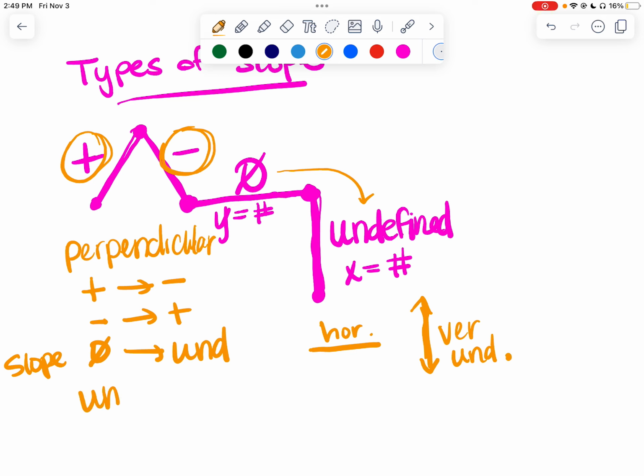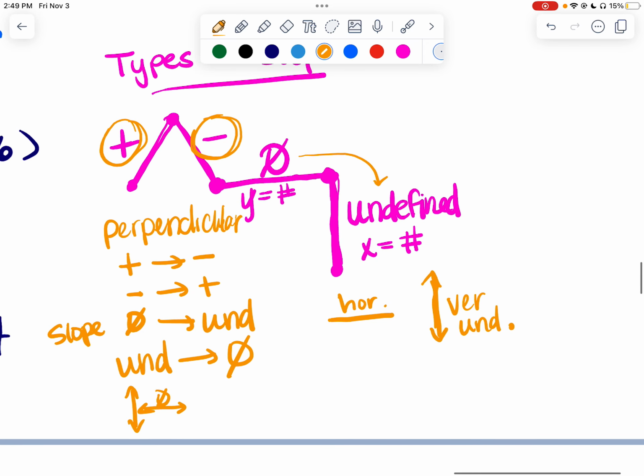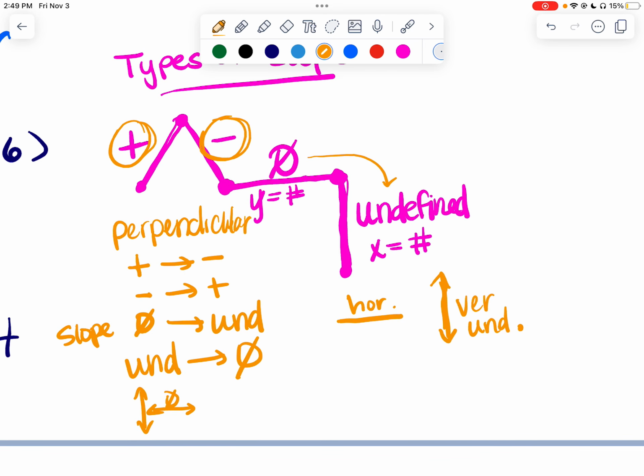So then if I'm starting with a vertical line this time that has undefined slope, the opposite is going to be a horizontal line. So if I start with undefined slope, perpendicular slope is 0 because horizontal lines have 0 slope. So just keep that in mind. It's really important to know. Perpendicular slope of 0 is undefined. Undefined, opposite or perpendicular, is 0 slope.